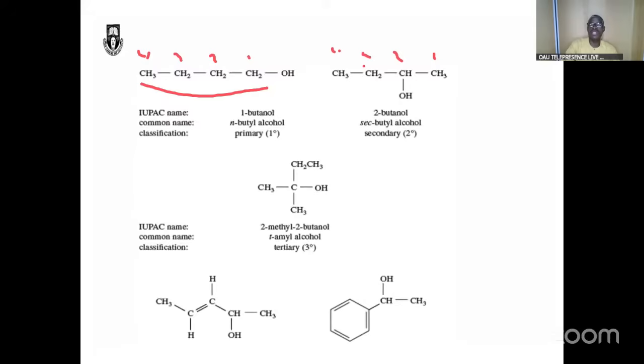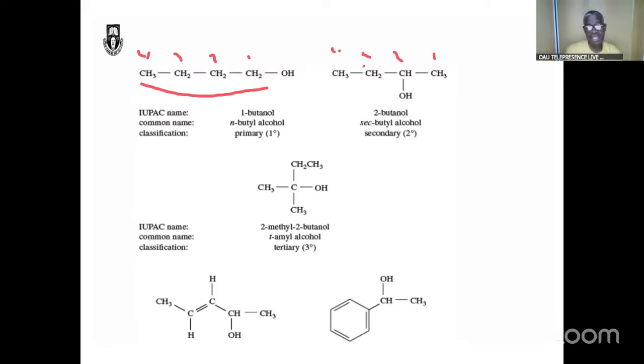If you look at it closely, you will see that the carbon bearing the OH also carries one hydrogen atom, and it also carries two carbon atoms, and that makes it a secondary alcohol. And the common name, just like we have n-butyl alcohol for butan-1-ol, this second one is sec-butyl alcohol, because sec means secondary.